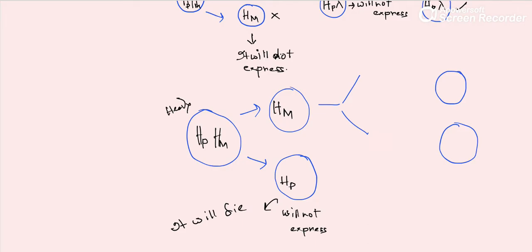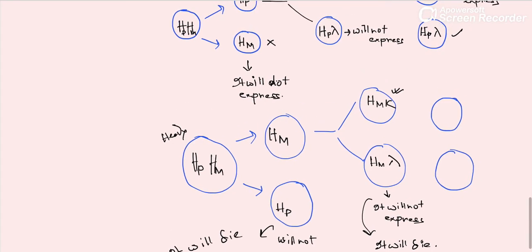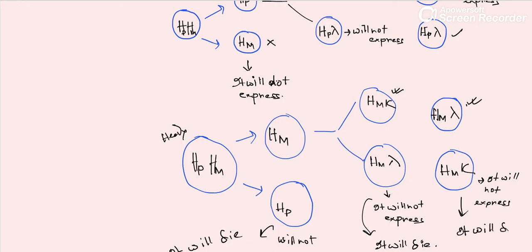So there are two options, one is kappa and one is lambda. If the maternal part is expressed with kappa, if it is okay, then lambda will not express, or if it is not properly arranged, it will die. Similar way, if the heavy chain comes from the mother and lambda is properly expressed, so kappa will not express. Or if it is not properly arranged, it will die.